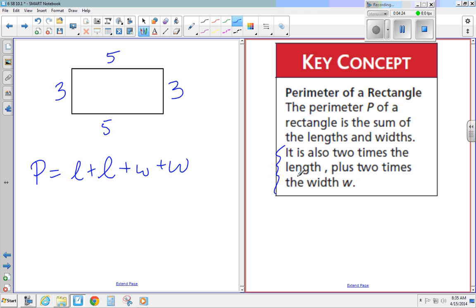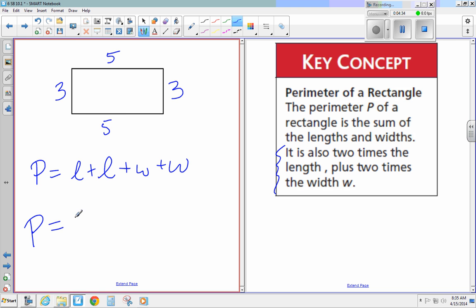Or 2 times the length plus 2 times the width. Because look, there's 2 5s and there's 2 3s. So perimeter could also be 2 times the length plus 2 times the width. Right? This is the formula. I would make sure you have these formulas written down.